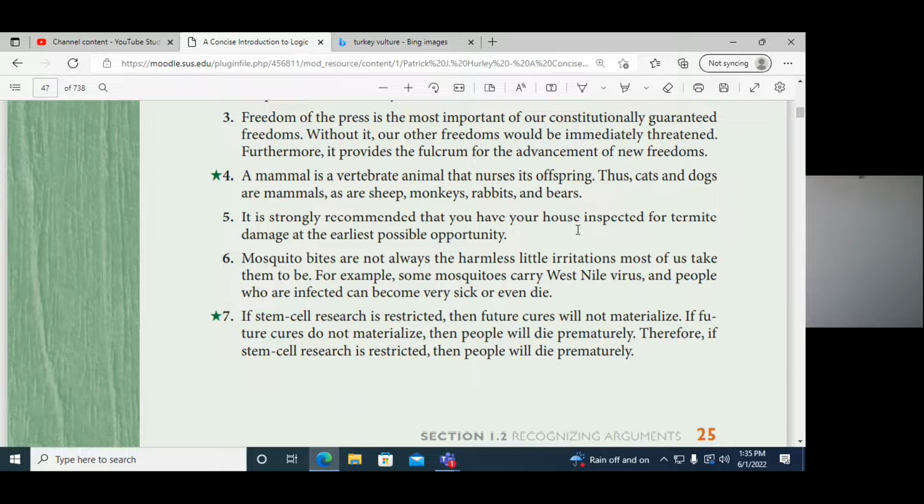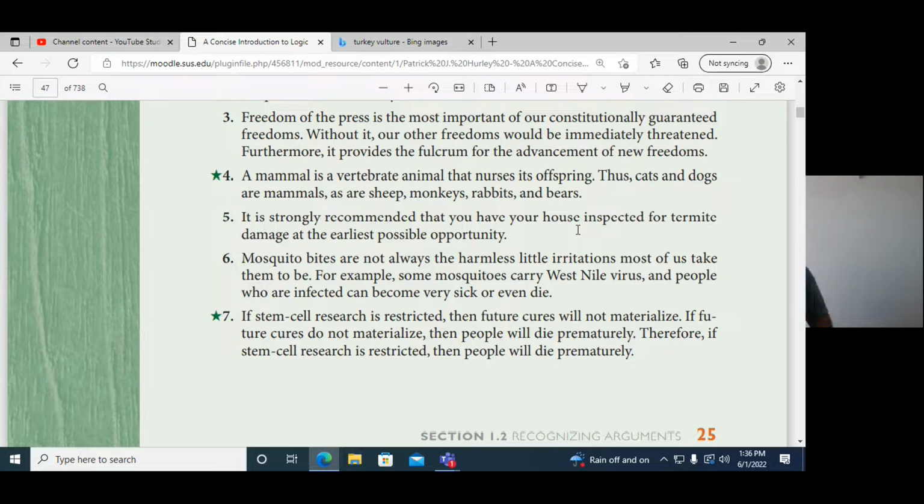So we've seen pieces of advice. Obviously, I can't do all of these problems with you. Let's do one more, number 6. Mosquito bites are not always the harmless irritations most of us take them to be. For example, some mosquitoes carry West Nile virus, and people who are infected can become very sick or even die. So the question here is, we see the word example, and we associate the word illustration with words that provide an example. However, think very hard about number 6. Pause to discuss. Is this a non-argumentative passage or an argumentative passage?